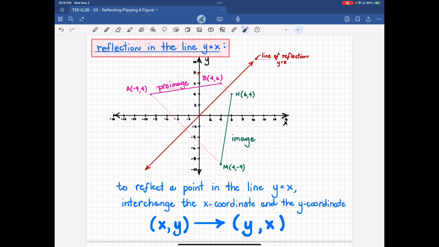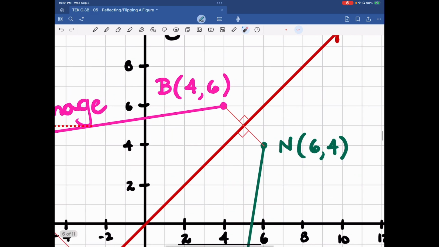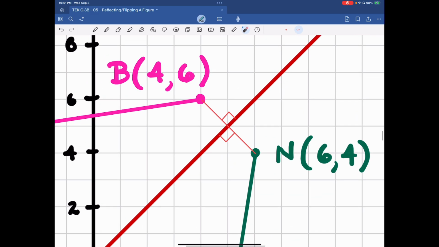So how do we find this point right here, the reflected point for here, the same way? I am going to draw a perpendicular line from the vertex to the line of reflection. I'm going to measure it to make sure that this equals 90 degrees. Grab my protractor, make sure that this is a 90-degree angle. Has to be perpendicular. Perpendicular, the upside down T.